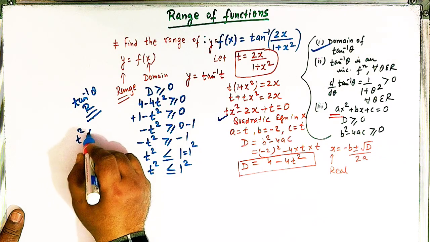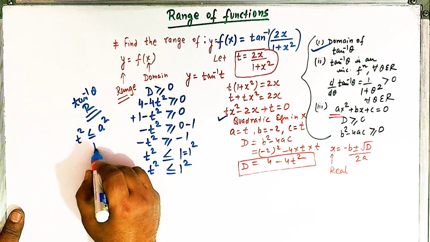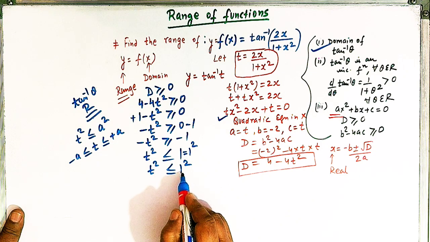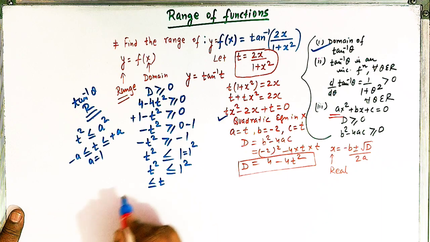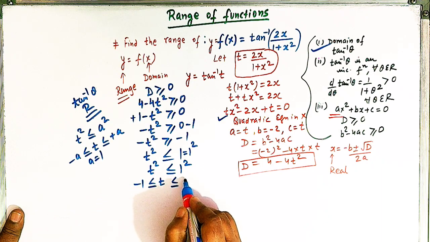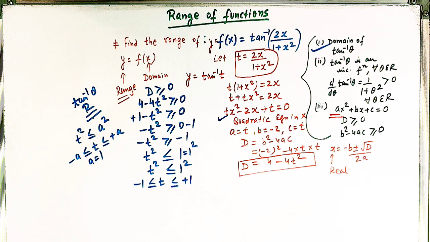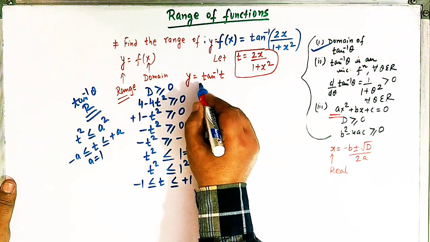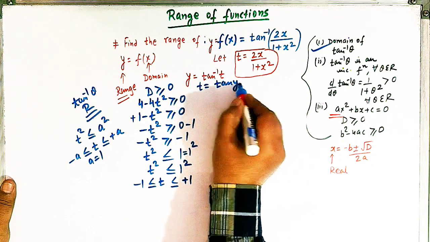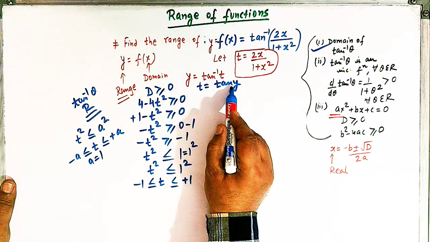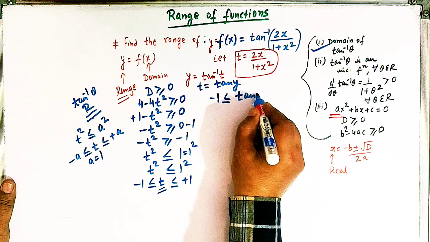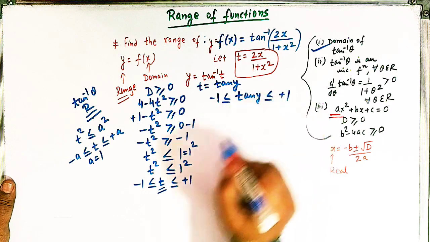If we have t square less than or equal to a square, then the value of t goes from minus a to plus a, right? So here the value of a is 1. So we have t greater than or equal to minus 1, and here we have less than or equal to plus 1, right? So now we have this inequality, and from this relation we have t is equal to tangent of y, right? So taking t is equal to tan y in this inequality, we have minus 1 less than or equal to tan y, and here we have plus 1, right?